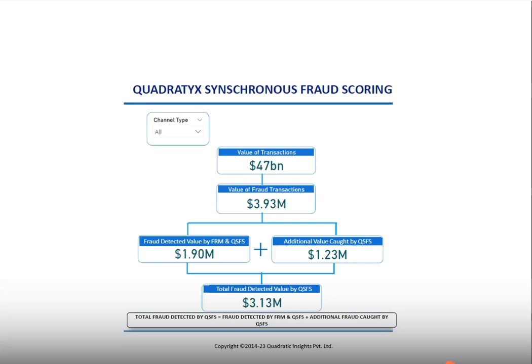So its catch rate is very high compared to what the fraud and risk management system, which for this bank is a state-of-the-art fraud and risk management system that they have been using for many years. It's a global system, and it caught about $1.9 million worth of fraudulent transactions, whereas Quadratyx Synchronous Fraud Scoring caught 3.13 million.